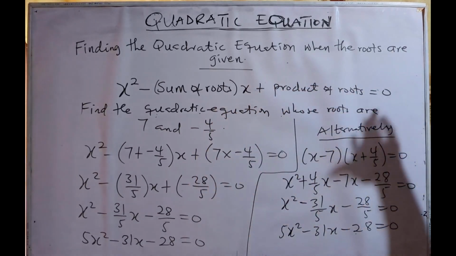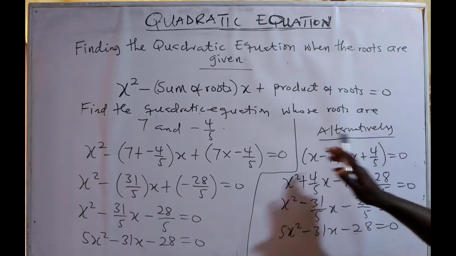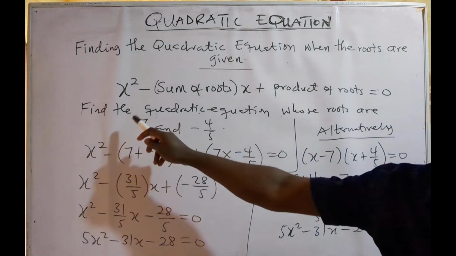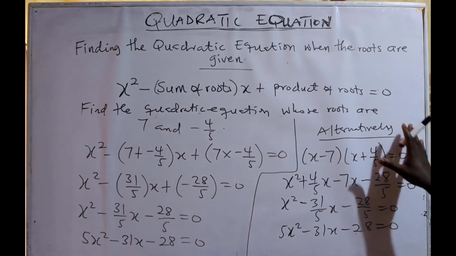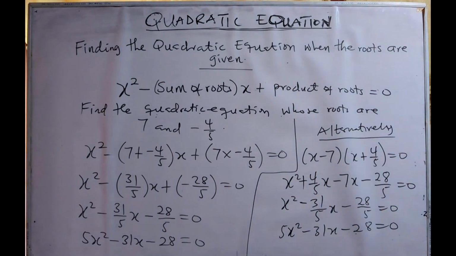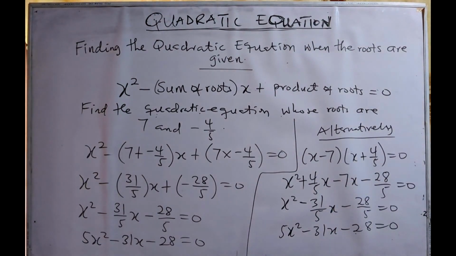So you can go by the formula x squared minus the sum of roots multiplied by x plus the product equal to 0, or you can take the roots and then write the factors. You change the sign. If it is negative, you make it positive. If it is positive, make it negative, as you have done here, and you are going to get the same answer. All right, I would like us to solve one last question, which involves surds.